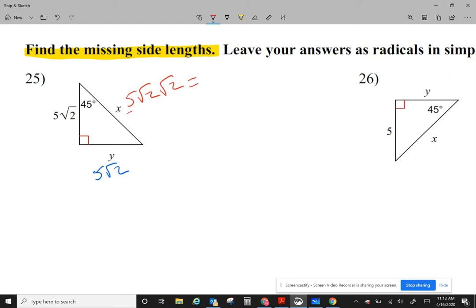That just gives me, this 5 is just the 5. Radical 2 times radical 2, isn't that just 2? Right? Because it becomes radical 4, but the square root of 4, isn't that 2? So I'm just going to say my hypotenuse is 10. So if I'm solving for x, 10. If I'm solving for y, 5 radical 2. You might be wondering, how do I type the radical? 5 radical 2.